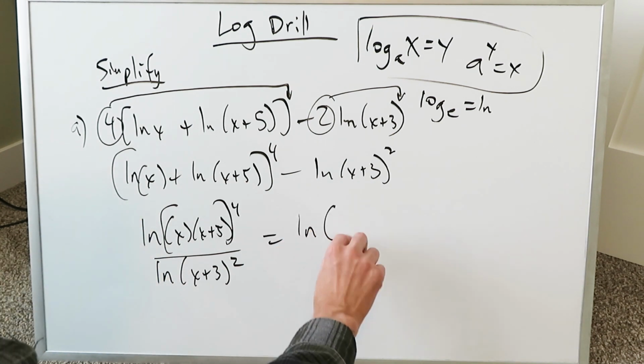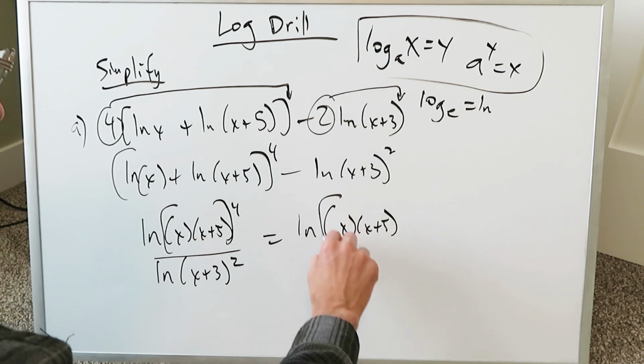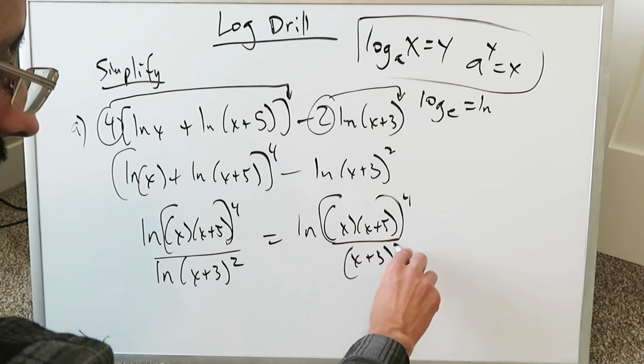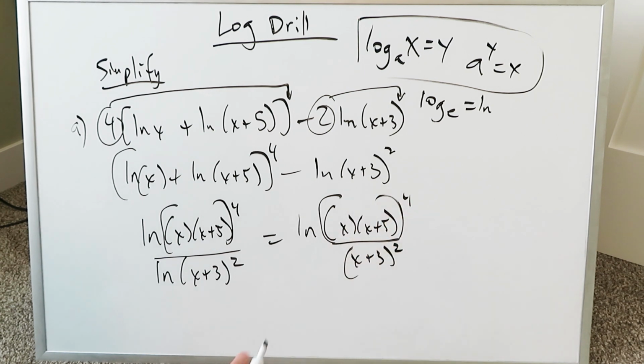But everything can be brought under a single unifying natural log. We'll have a natural log. And we can have over here x times x plus 5. You have all of this to the power of 4 divided by x plus 3 whole square. If you want, you can combine this. You'll have x squared plus 5x. Or you can leave it as this. But this answer right here looks good to me.